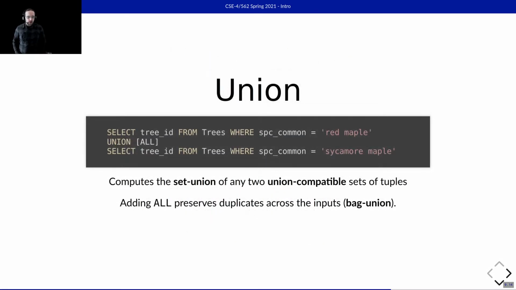Union allows you to combine the output of two different tables together. If you just have a bare union, that computes the set union, or in other words, the union excluding duplicates, and union all will preserve duplicates, so you'll end up with a bag union.